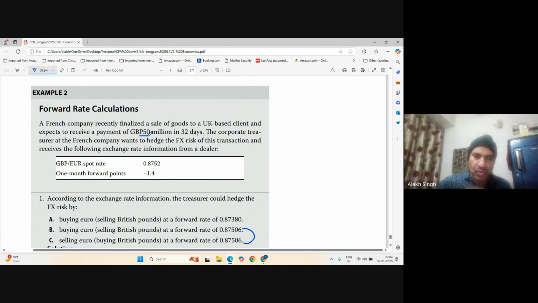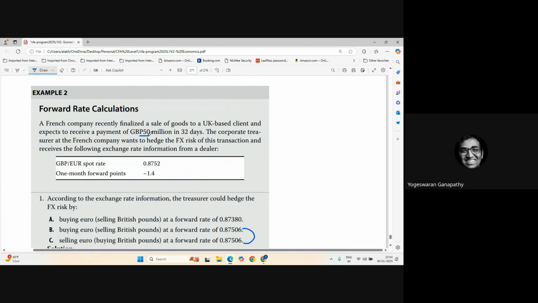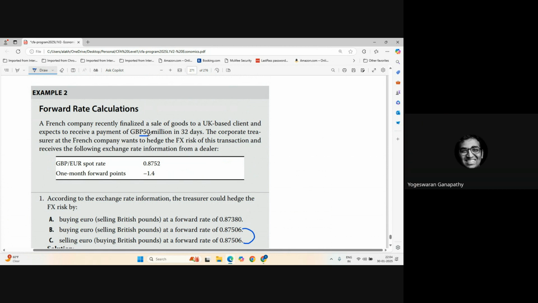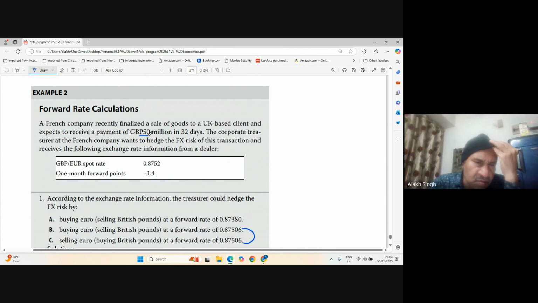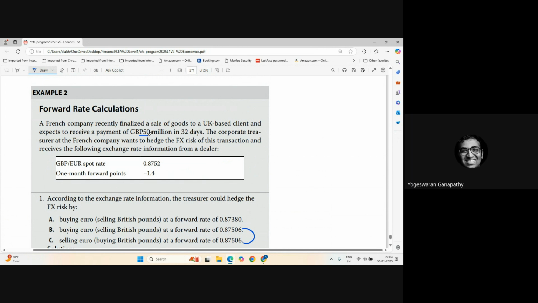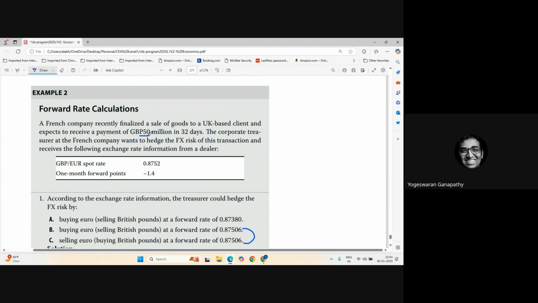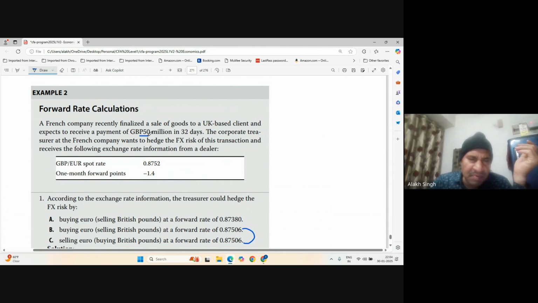So he wants to be sure that he will receive that money. Sure shot, he needs to get the 50 million British pounds, and then he wants to convert it to euro. So what if euro depreciates more? The corporate treasurer is at a French company, so then he will get less than 50 million. That's why he's buying the forward. Buying the forward is for hedging, not for speculation.